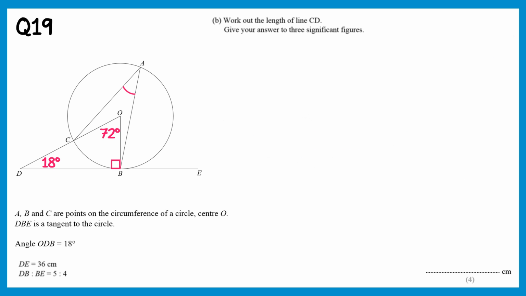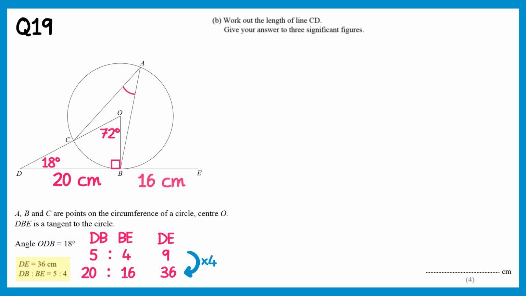For part B, we're told some extra information. We're told DE is 36 centimeters, and also the ratio DB to BE is 5 to 4. So let's write that ratio down. Now notice the line DE is the whole length of the line. So if we add the parts together, 5 add 4 gets you 9 parts, and we're told that DE is 36 centimeters, we just need to times by 4. So 5 times 4 is 20, and 4 times 4 is 16. This means DB is 20, and BE is 16.